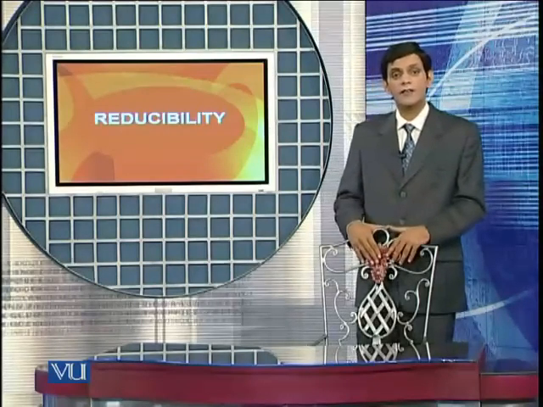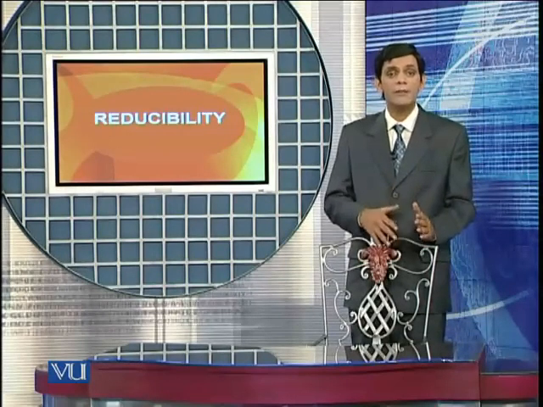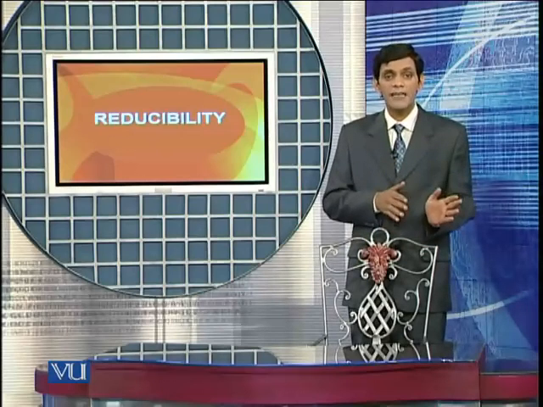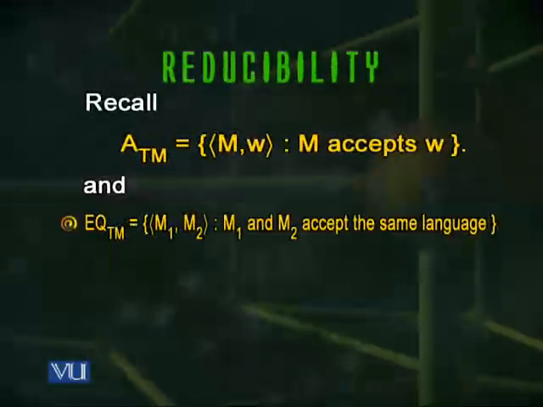How did we do this? Well, once again, we used reducibility. And what we did was we used some theorems that we have already proved and reducibility to conclude that EQTM is a problem whose complement is not decidable and which itself is not Turing recognizable. Let's have a look at these proofs. Let's recall that EQTM is a collection of all pairs of Turing machines which have the same language.